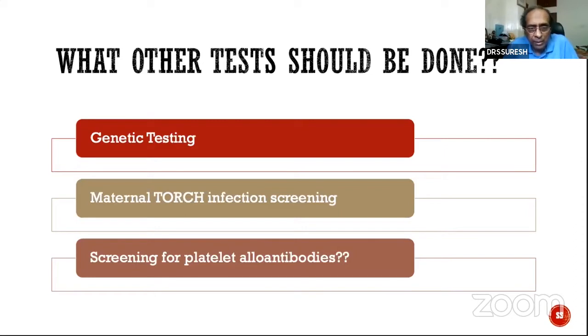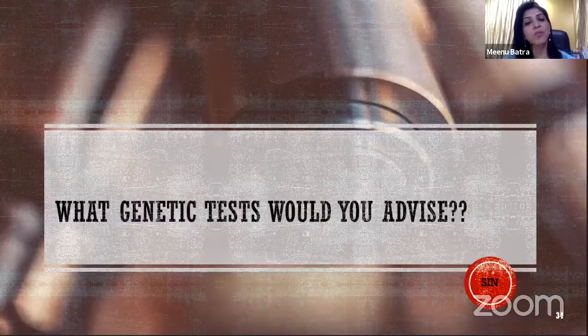Once there is a dilated lateral ventricle, then we should think of certain genetic testing, mostly maternal TORCH infection screening, out of which CMV and toxoplasmosis are the two most important things. Now, we don't screen for platelet alloantibody protein. We don't do that, but we should think of genetic testing in certain specific circumstances, and the TORCH testing with CMV and toxo.